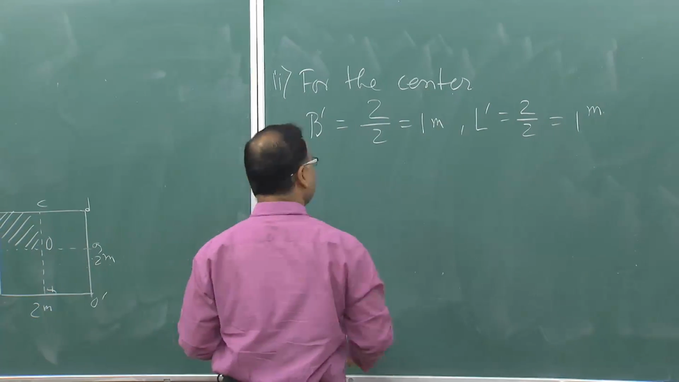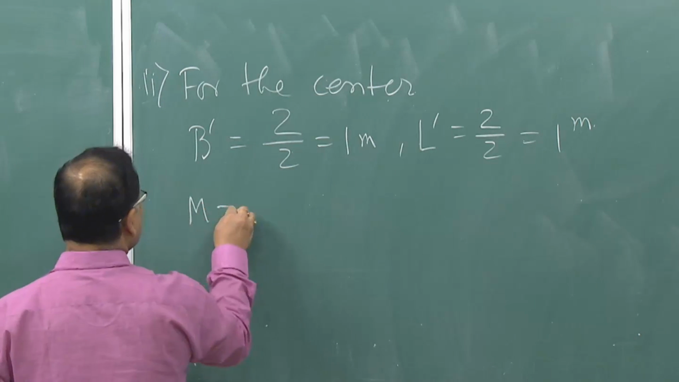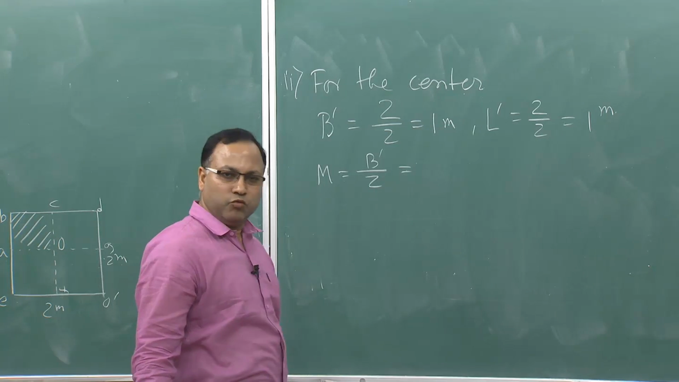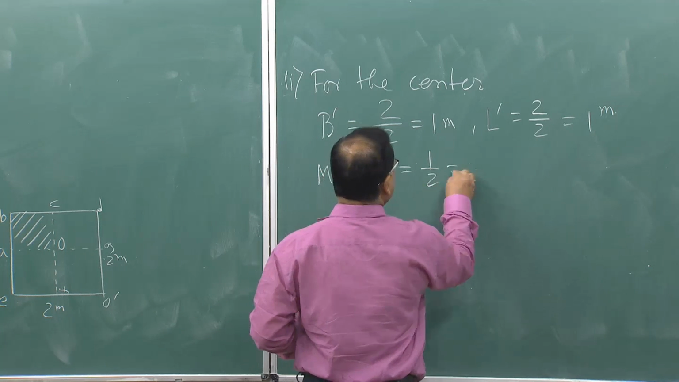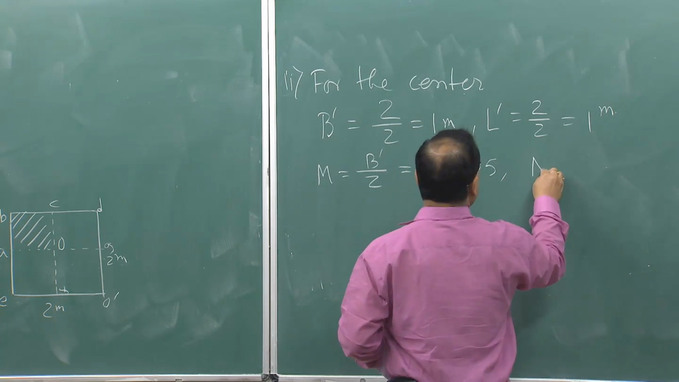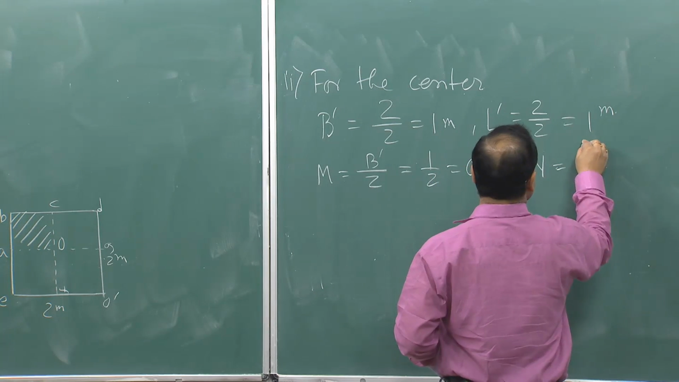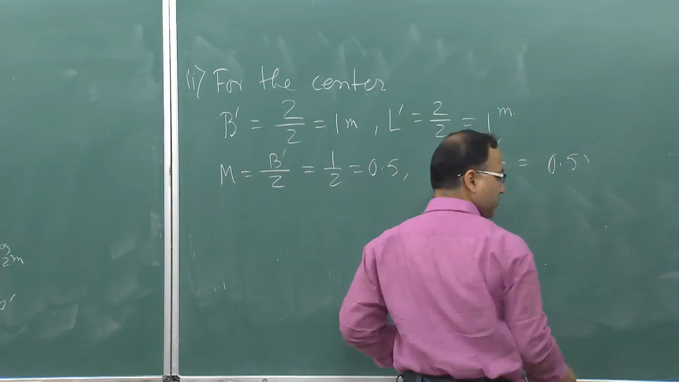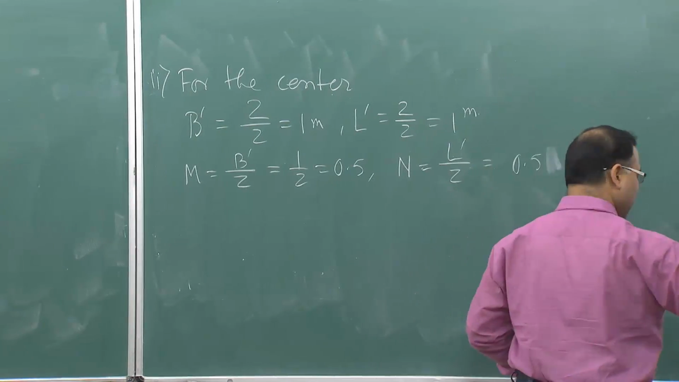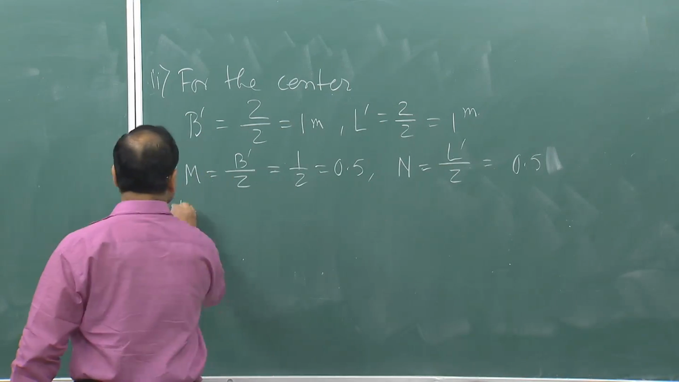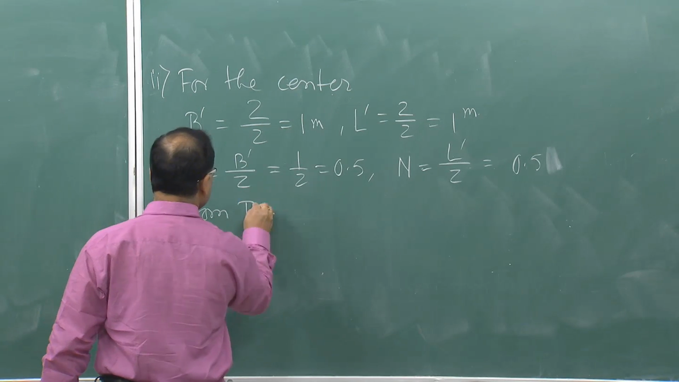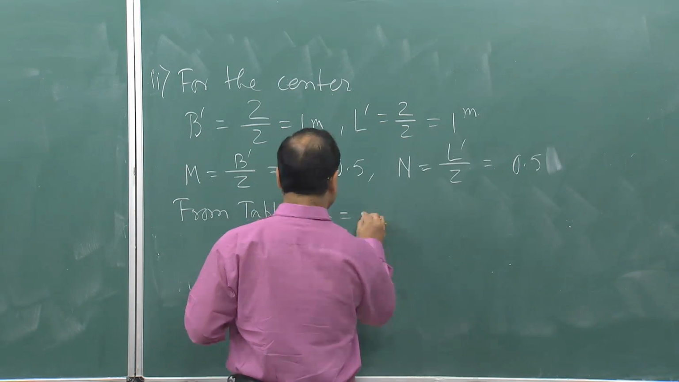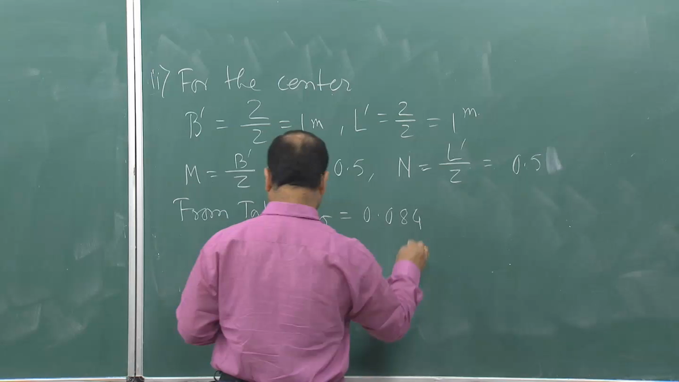Therefore, your M is nothing but B prime by Z. Z is same, 2 meter. So, 1 by 2, that comes as 0.5. Similarly, N equal to L prime by Z is equal to 0.5. Okay. Now, from table, go back to the table. From table, I sigma equal to 0.084.